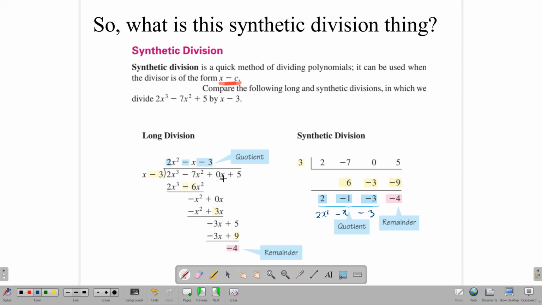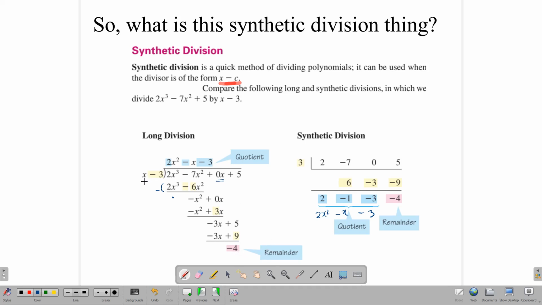Notice that there's a 0x here, representing the fact that there's no x term. And when a term is missing, we should always try to fill that in by writing in a 0 for it. It kind of makes things easier. And so now we want to divide by x minus 3. So x into 2x to the third would leave us with a 2x squared. And then we do our subtraction there. And we continue out and we get our remainder of negative 4.